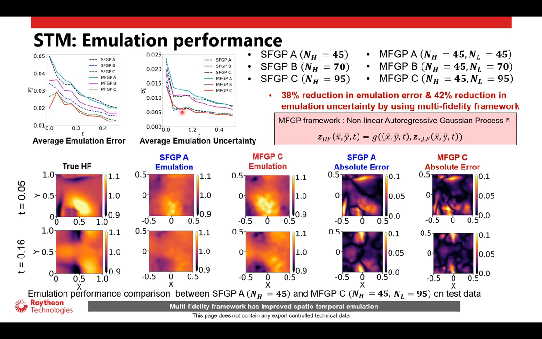In fact, the MFGP-C has similar emulation error and uncertainty as the SFGP-C, although the number of high fidelity points in MFGP-C is 45 as compared to 95 for the SFGP-C. As can be seen from the plots at the bottom, the multi-fidelity emulation is more accurate than the single fidelity one. In situations where the cost difference between the high and the low fidelity models is significant, this framework has the potential of reducing the overall computational costs in developing accurate and robust surrogate models.